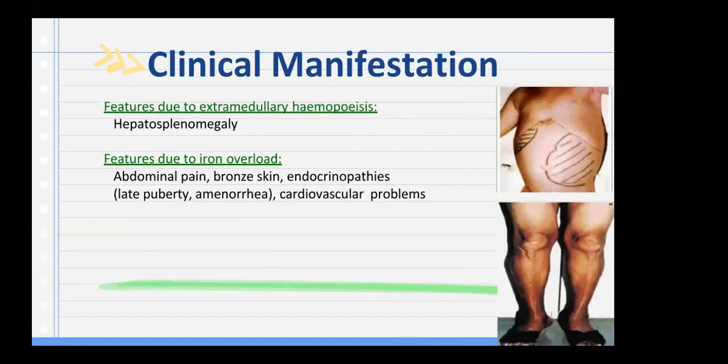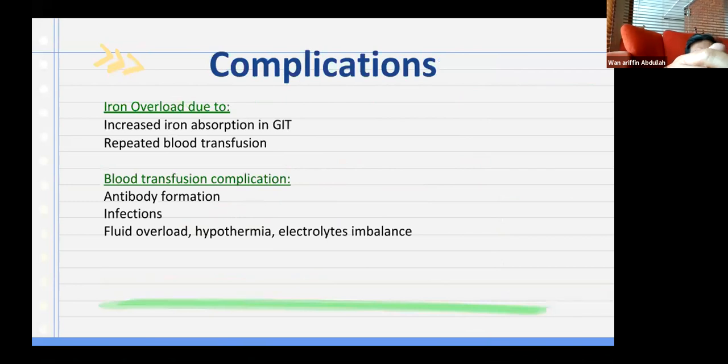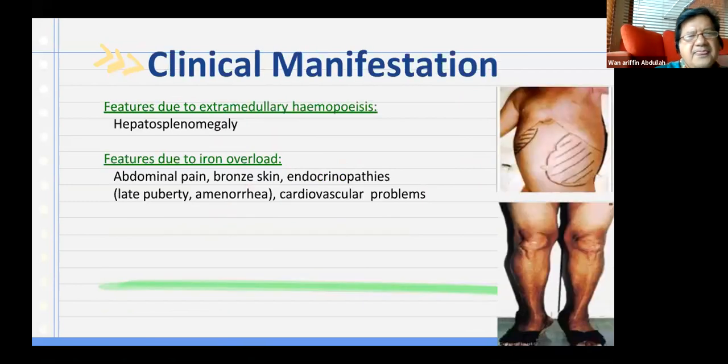Next is features of extramedullary hemopoiesis. You can see here splenomegaly and hepatomegaly. And then the features due to iron overload such as abdominal pain, brown skin, endocrinopathies such as late puberty, amenorrhea, and cardiovascular problems. This iron overload is due to increase in iron absorption in the stomach to compensate for more erythropoiesis. But the most important factor is the blood transfusion. Not just because of the absorption only, but because of the transfusion. And extramedullary hemopoiesis means production of red blood cells outside the bone marrow, in the liver and in the spleen.